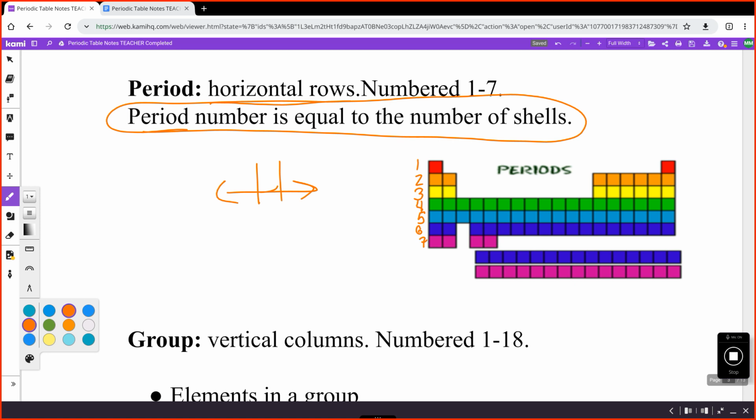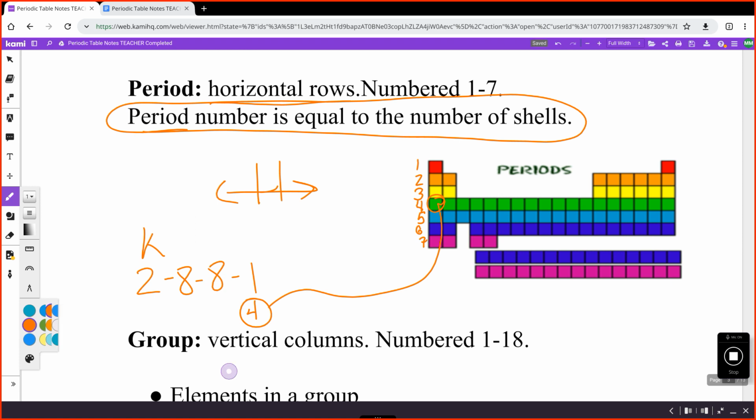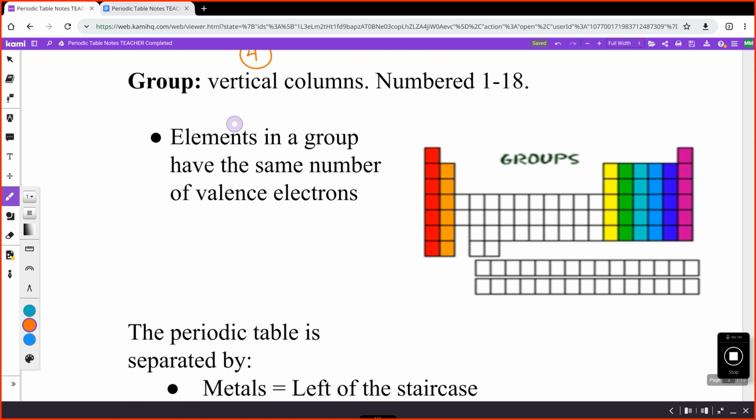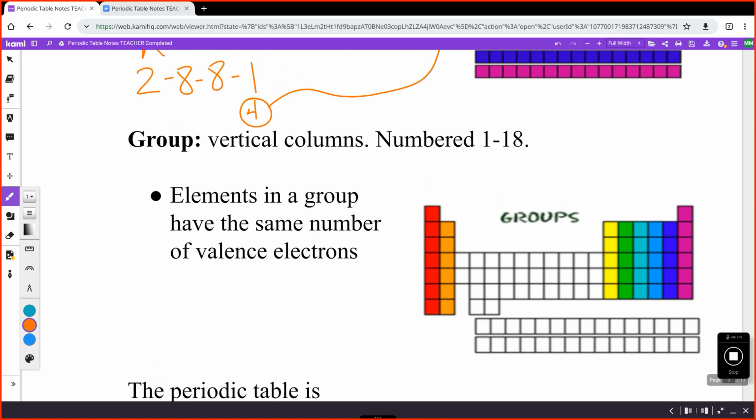If we're going to use potassium, for example, potassium has an electron configuration of 2, 8, 8, 1. It has 4 total electron shells or energy levels or energy rings. And what that means is potassium will be placed right into the 4th period. 4 shells, period 4. The other term to talk about how to read this chart is the vertical columns called groups. They are numbered 1 through 18.